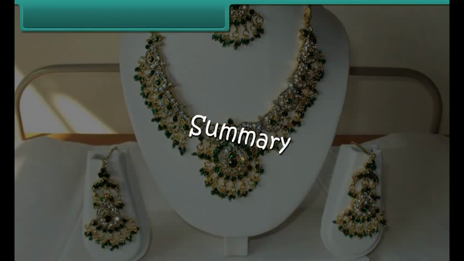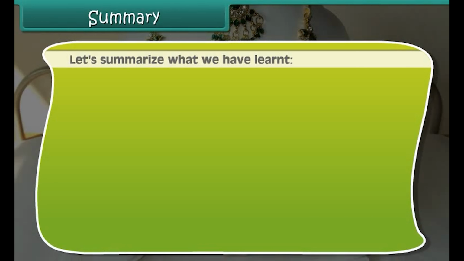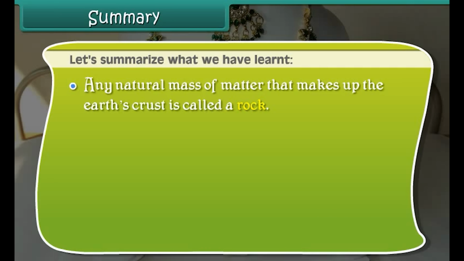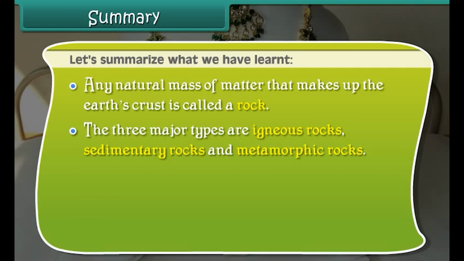Summary. Let us summarize what we have learned. Any natural mass of matter that makes up the Earth's crust is called a rock. The three major types are igneous rocks, sedimentary rocks, and metamorphic rocks.